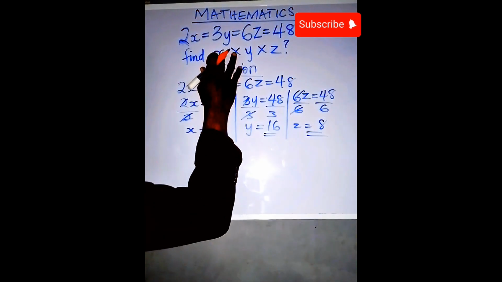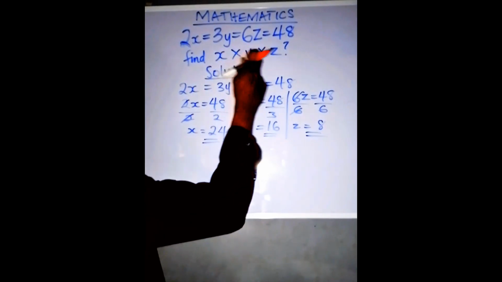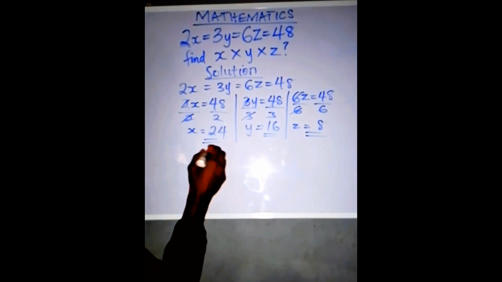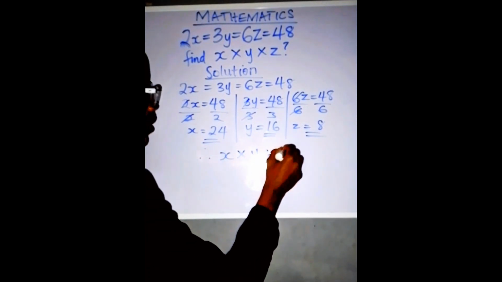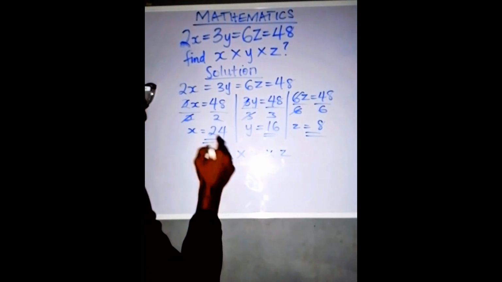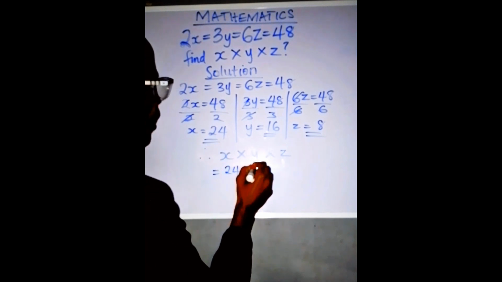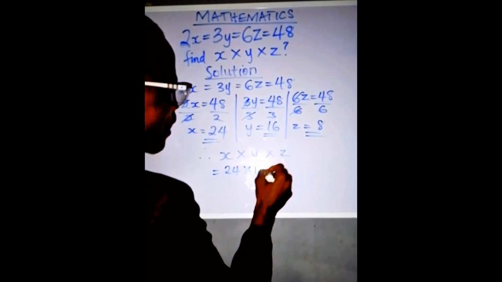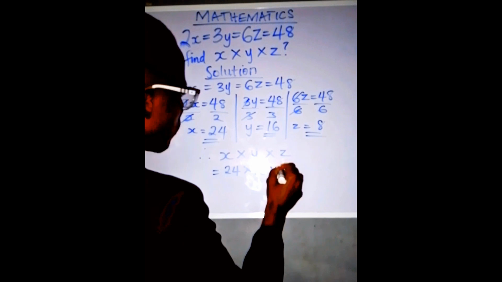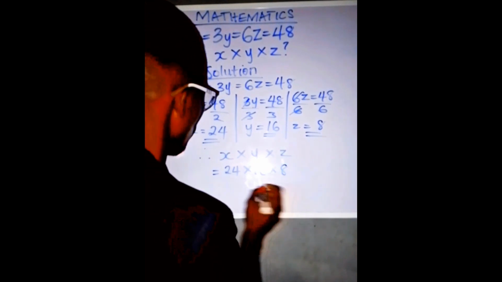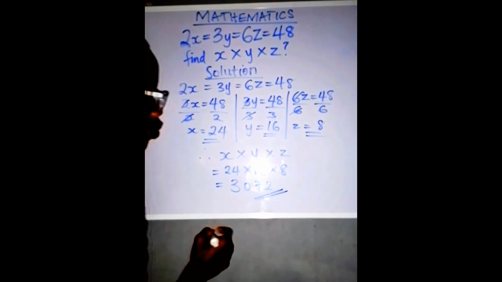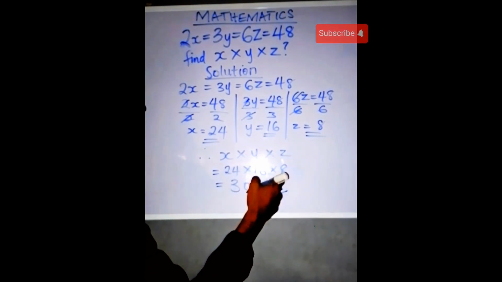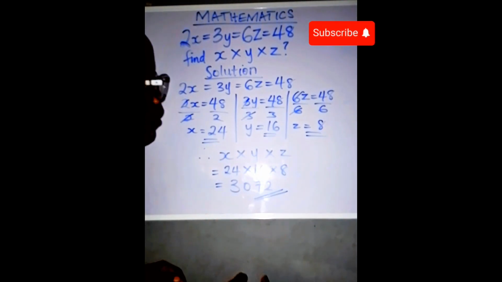Now the question said multiply x times y times z. That's what the question said. So therefore, my x times y times z will be equal to: x here is 24, y here is 16, and z here is 8. So x times y times z is equal to 3072. That is 24 times 16 times 8 gives me 3072.